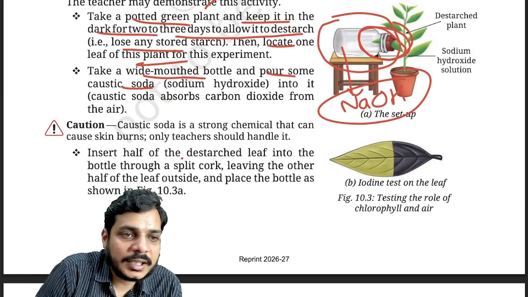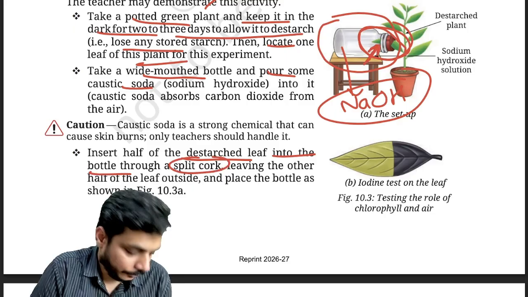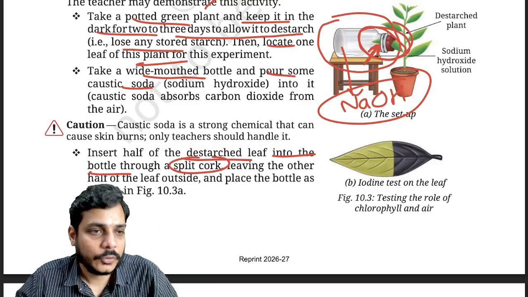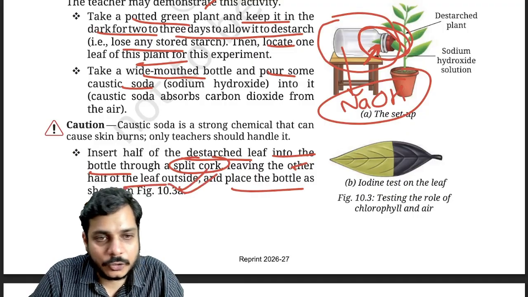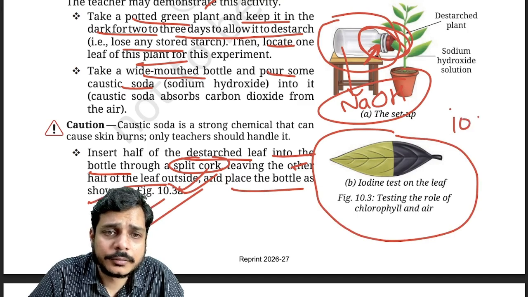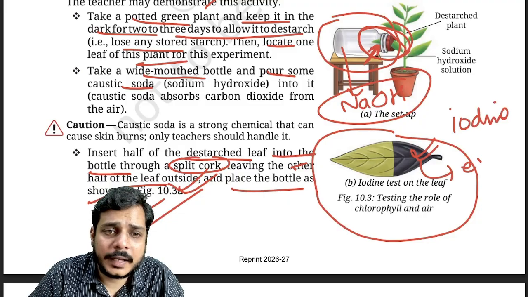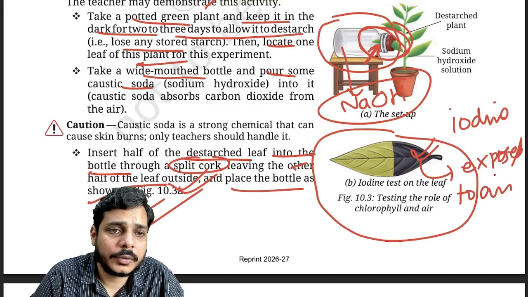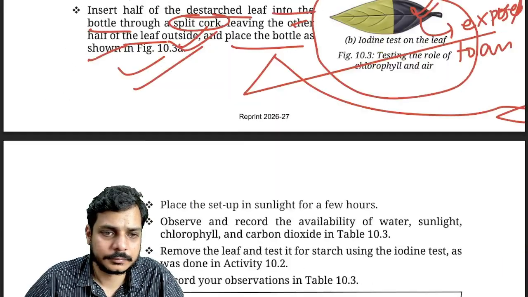Half of the destarched leaf is inside the bottle through a split cork. You can see this part. This half of the leaf is inside the sodium hydroxide part, and the other part of the leaf is outside. Then you place the bottle as shown. What is the result? If you take out this leaf and dip it in iodine solution, you'll find that this part turns blue black. That means the one that is exposed to air does, and the one that was not exposed to air does not change color.